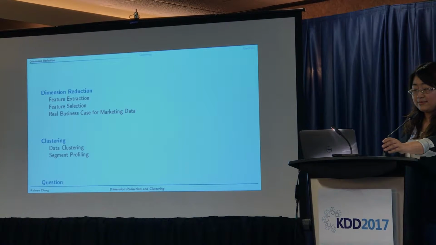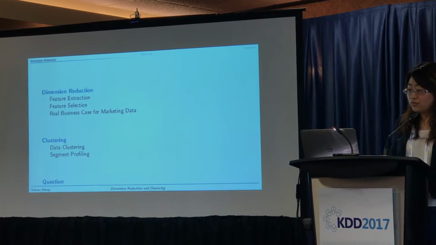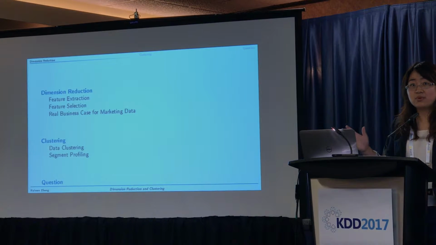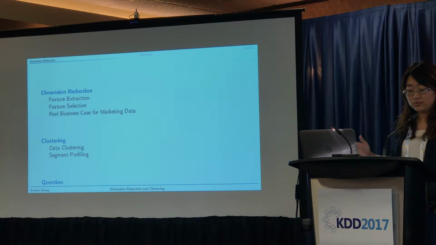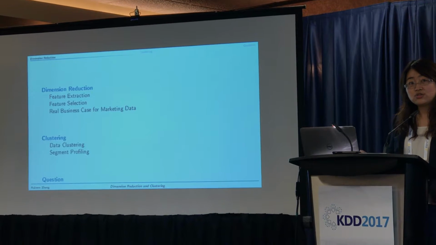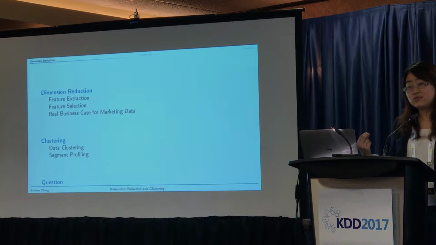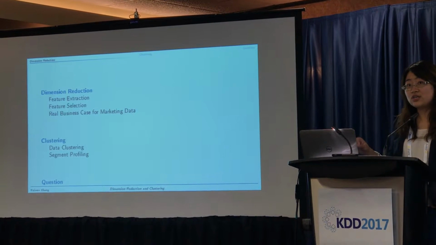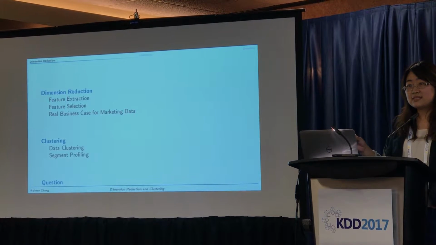Here is the outline. We will first talk about how to deal with high-dimensional data, or simply speaking, those wide tables with a large number of attributes. And there are essentially two ways: feature extraction and feature selection. Feature extraction transforms the existing features into a lower dimensional space, and feature selection, in contrast, selects the subset of features without any transformation.